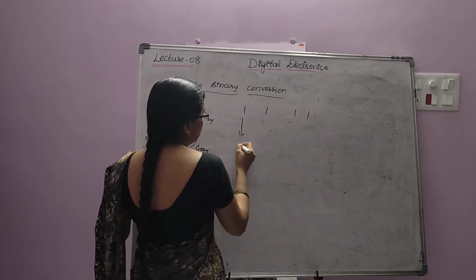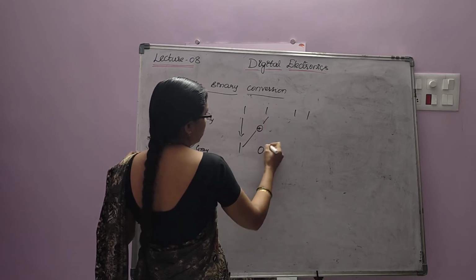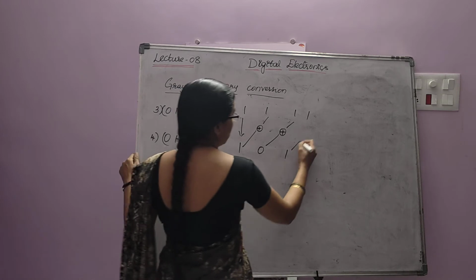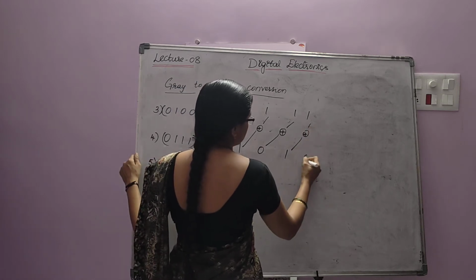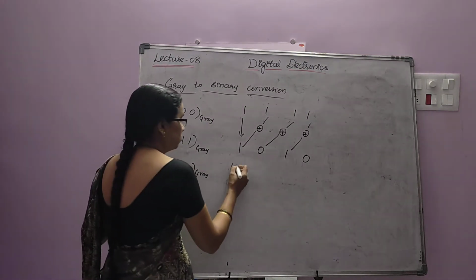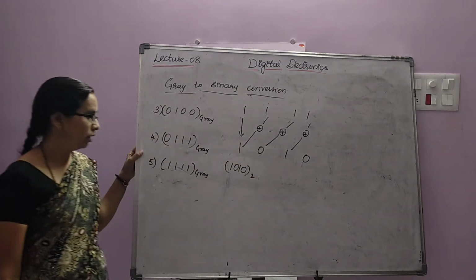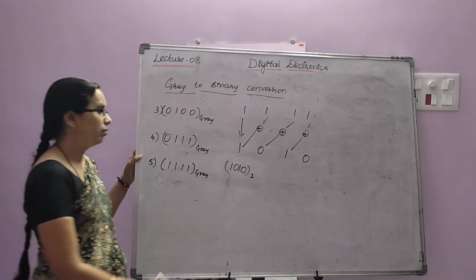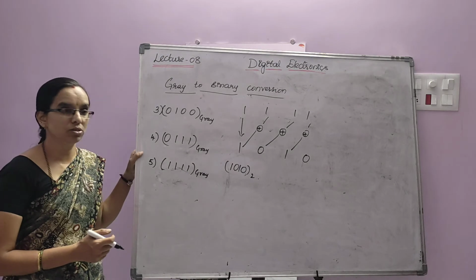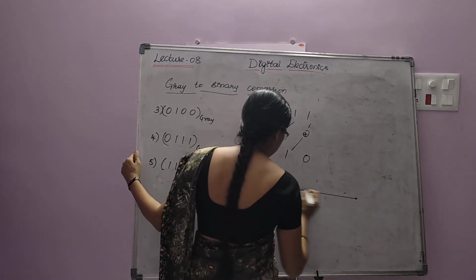For 1 it is 1 only. This 1 XOR with 1 is 0, 0 XOR with 1 is 1 and 1 XOR with 1 is 0. That is 1010. For gray 1111 you will get binary 1010. XOR gate implementation, try to do it yourself.